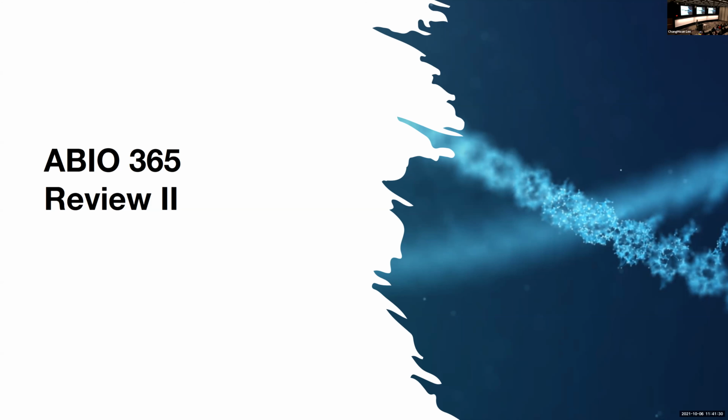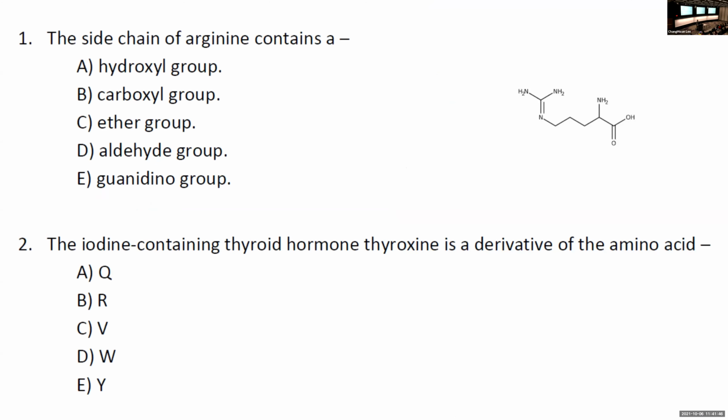So basically, we're covering all the protein stuff, right? Amino acids, their structures, and the polypeptides, proteins, their higher level structures, from the primary to secondary to the quaternary structures. So we're gonna go over the practice exam questions first, really quickly, just in case you guys have any questions or confusions or anything.